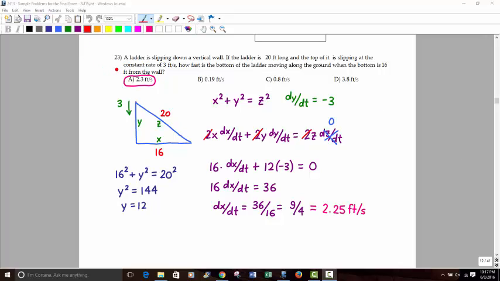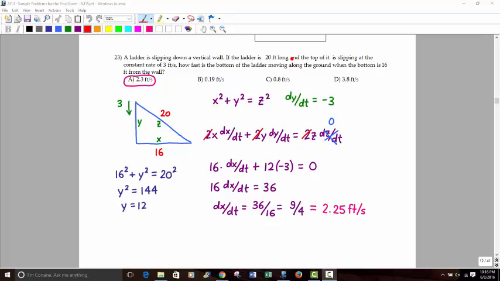Okay, number 23, we have a classic related rate problem with a ladder sliding down a wall. So I chose my variables to be x, y, and z. Technically, you can use any letters you want there. And so the ladder's 20 feet long. It's slipping down at 3 feet per second.